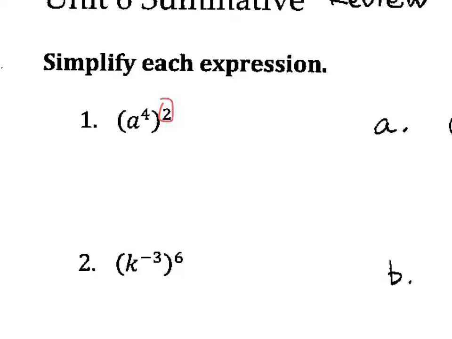Exponent on the outside of a parenthesis, meaning we need to use the power to a power rule. We multiply this 4 and this 2 to get a to the 8th. If you think about it, if you're squaring something, that means you are multiplying it by itself. So you're doing a to the 4th times a to the 4th. That all in all would give you a to the 8th.